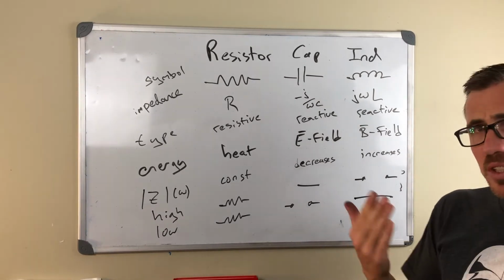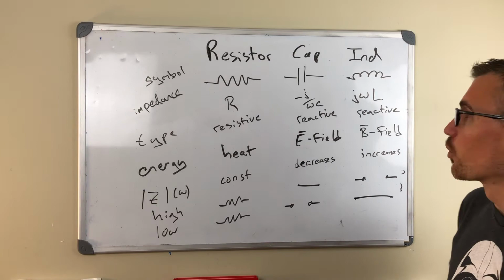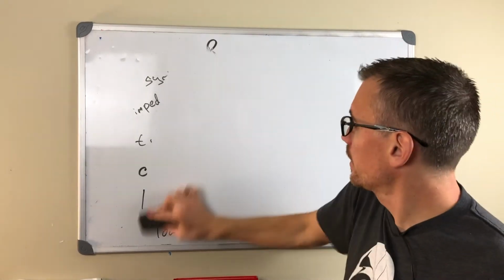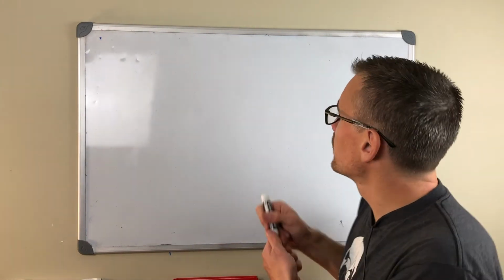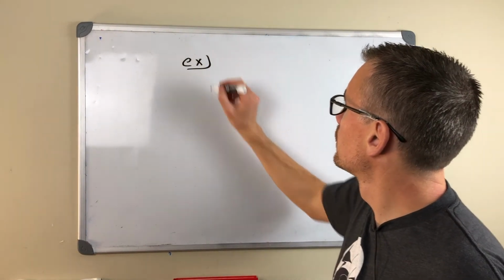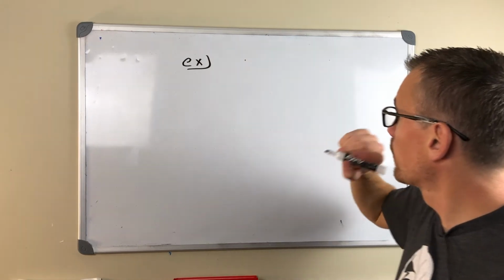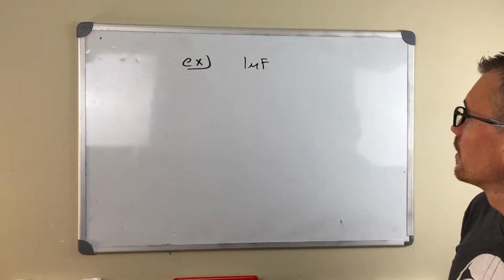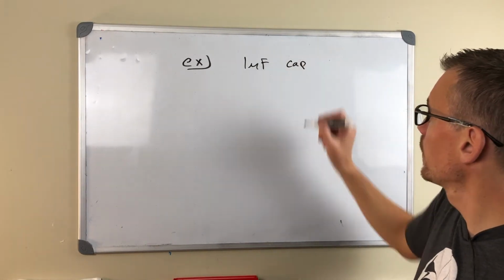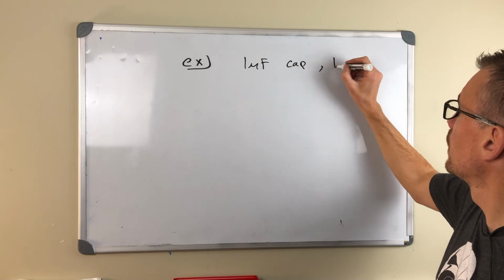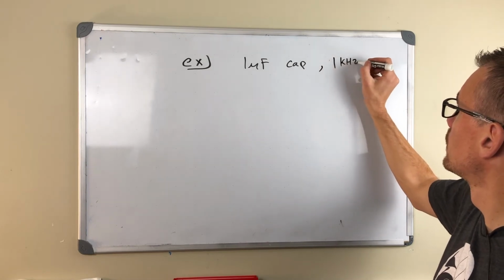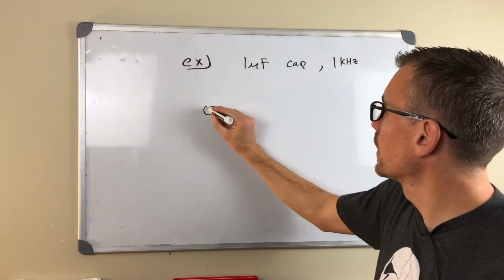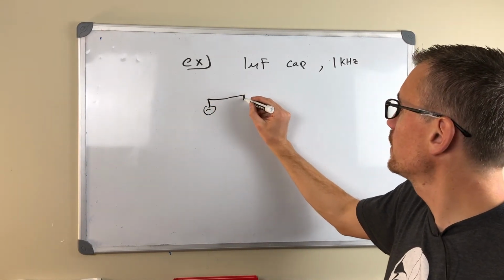Let's do a couple more things. So first of all, let's do an example on paper or on whiteboard of what this actually looks like. So let's say we have the following circuit. We have a 1 microfarad capacitor, and across it we place 1 kilohertz of frequency. So our circuit looks like this.